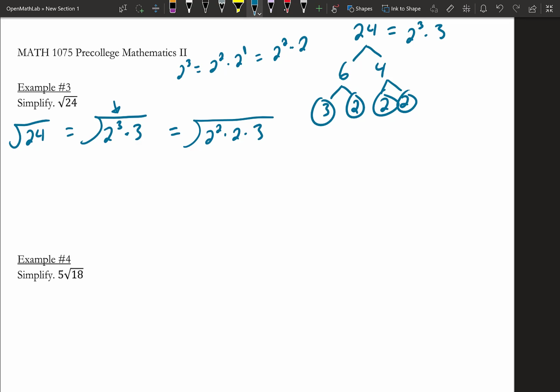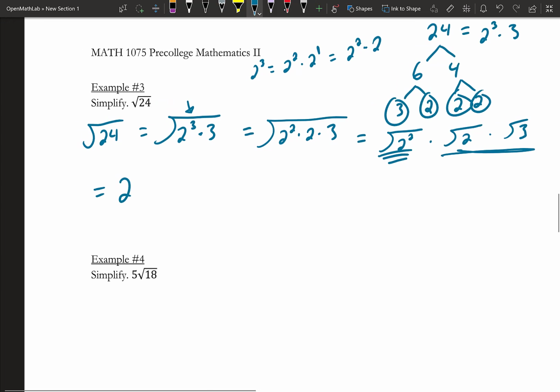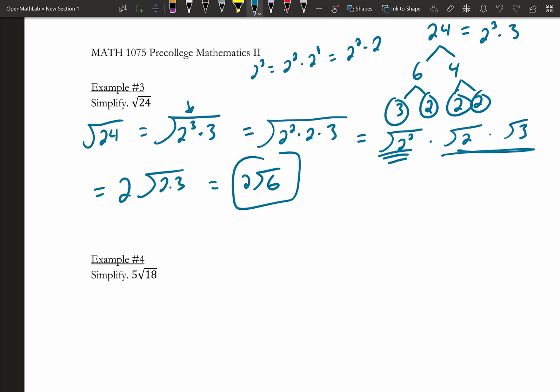Then I could split this apart. This would be the same thing as the square root of 2 squared times the square root of 2 times the square root of 3. This first part just becomes 2, and the rest I can write as a product, the square root of 2 times 3, which is 6. So a simplified version of the square root of 24 is 2 radical 6. What you're trying to do is pull out all those perfect square factors and bring them out in front.